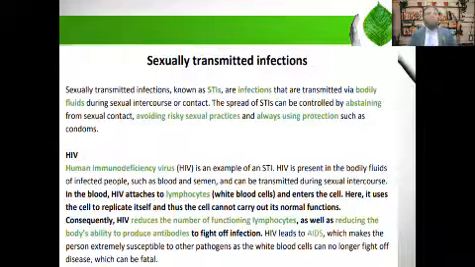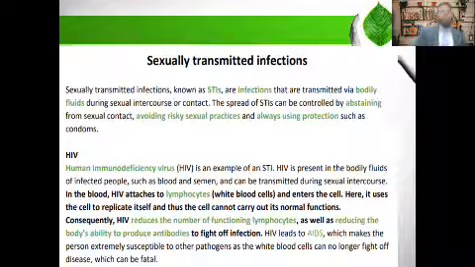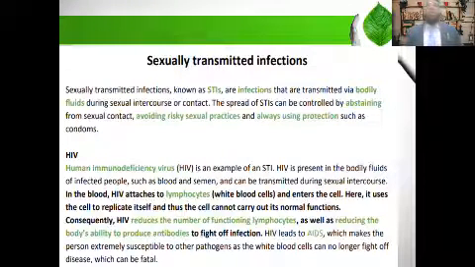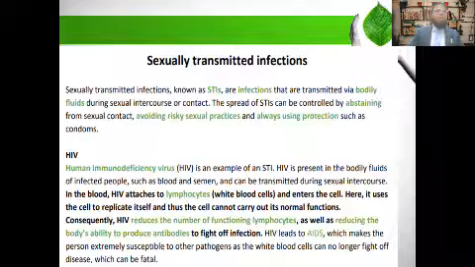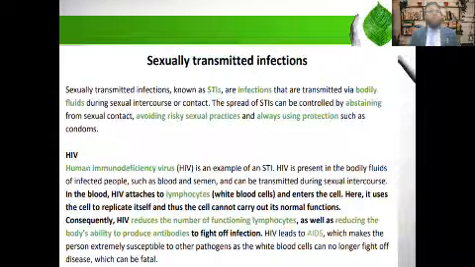This is sexually transmitted disease. Sexually transmitted infections, known as STIs, are infections that are transmitted via bodily fluid. Bodily fluid means blood or semen, during sexual intercourse or contact. The spread of STIs can be controlled by abstaining from sexual contact, avoiding risky sexual practices, and always using protection such as a condom. So these are the safety precautions.